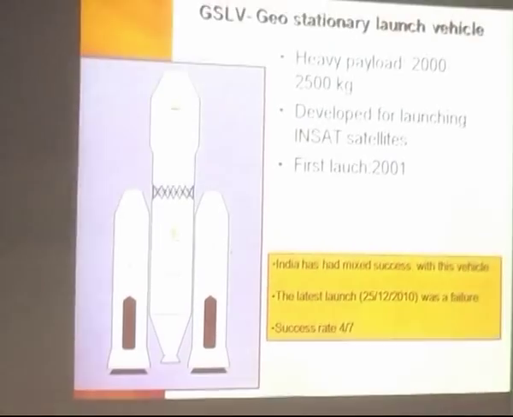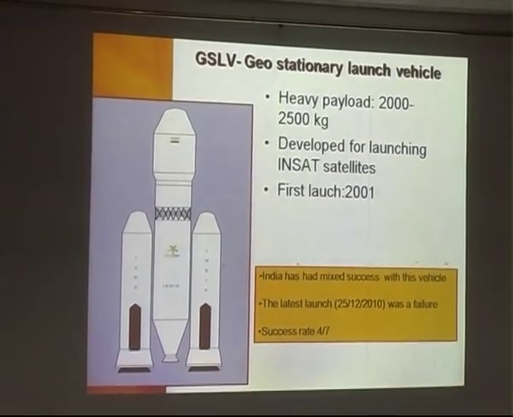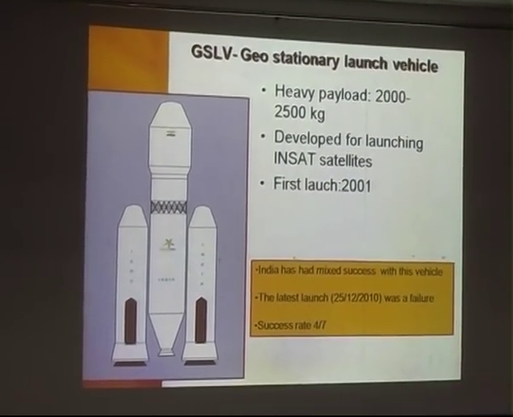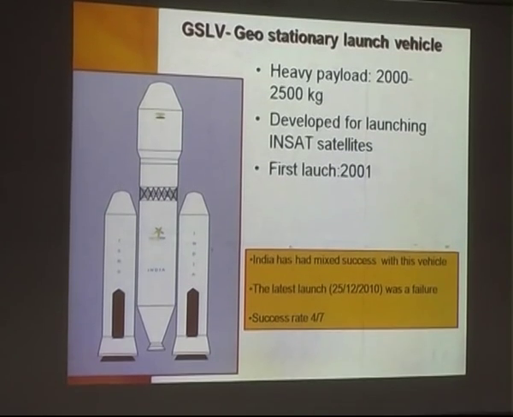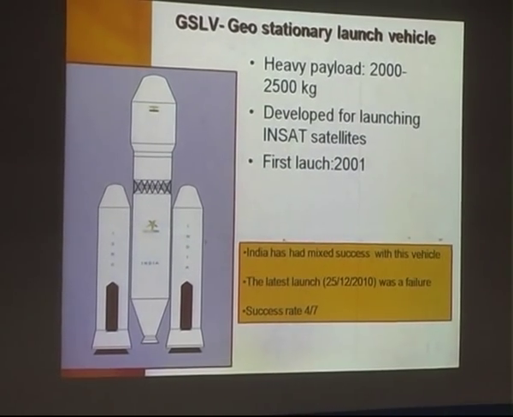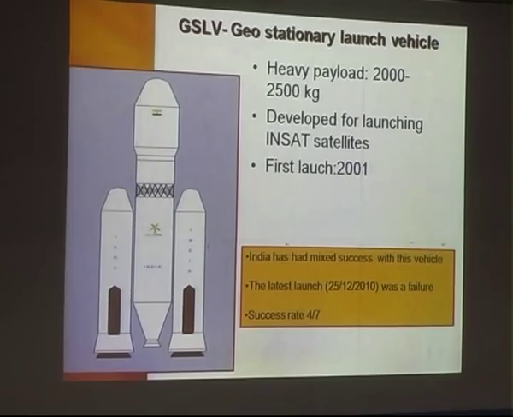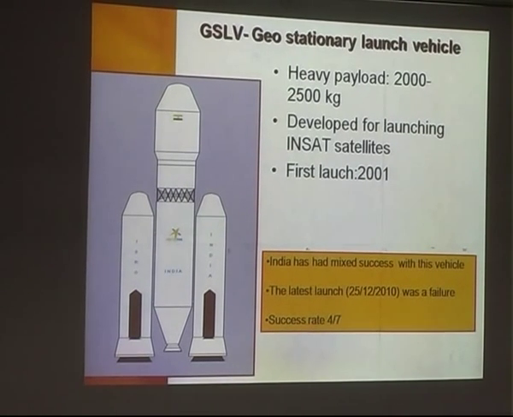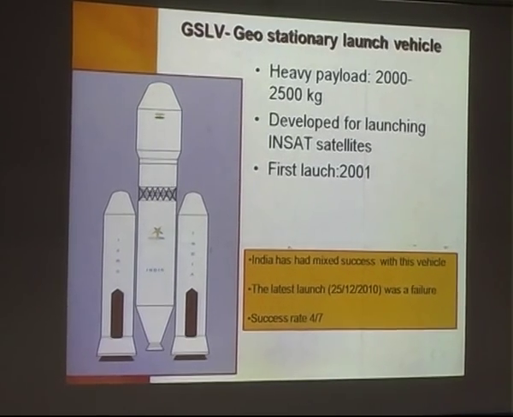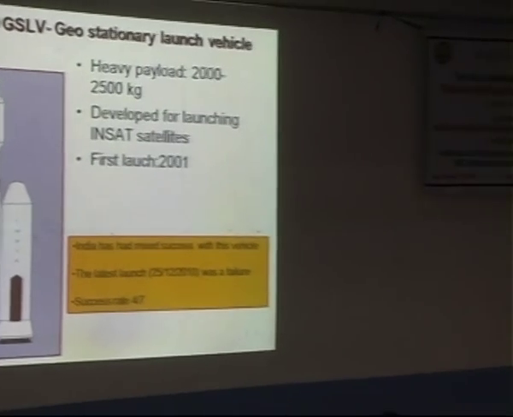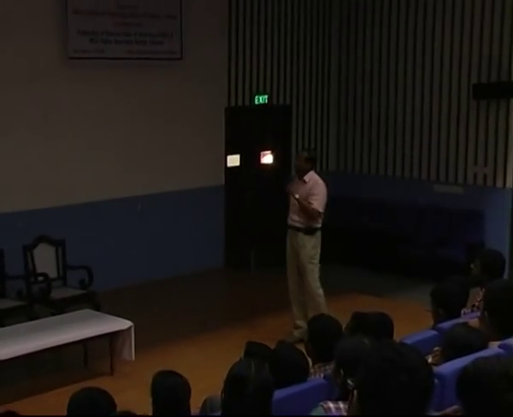Now, if you want to put something into geostationary or a geosynchronous transfer orbit, you have to use a heavy payload of 2000 to 2500 kilograms. Therefore, you have to use the GSLV, the Geostationary Satellite Launch Vehicle. So India has had 7 launches so far. 3 launches have been failures. The last launch on Christmas Day, 25th December 2010, was also a failure. So people are working it out, but I think we'll eventually succeed, right?